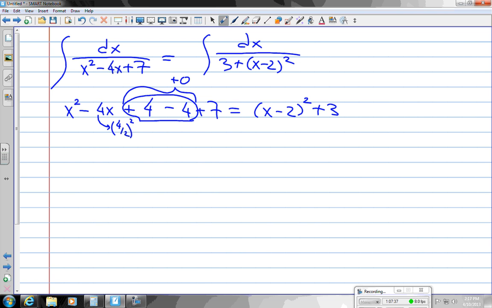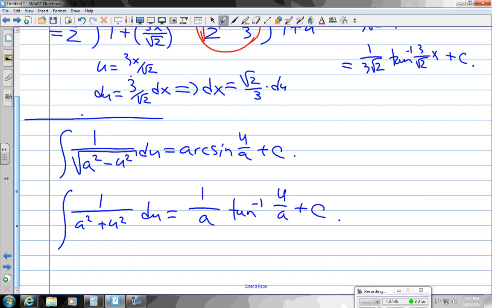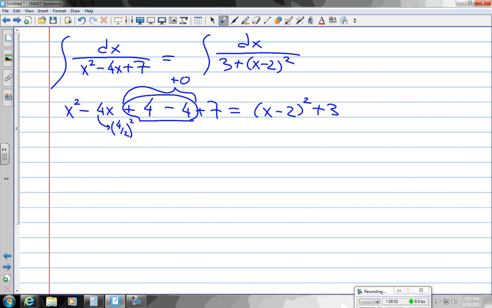Okay? That's all right. So I'm going to use the formula that we derived earlier for the arctangent. My u is x minus 2, and du, I don't need to worry about it, du is 1. And a is the square root of 3, because I had 3 there. So therefore, the integral there is 1 over the square root of 3 arctangent of x minus 2 over the square root of 3, plus a constant. Just using that formula straight up.